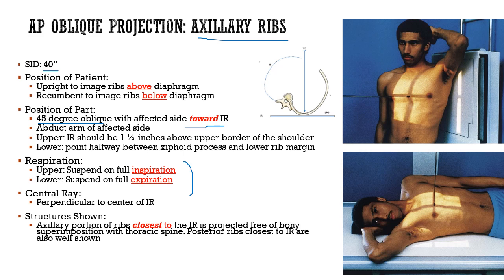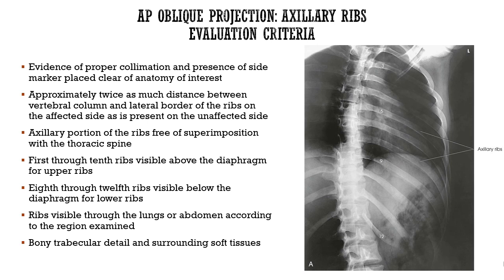For structures shown, we will see the axillary ribs of the ribs closest to the image receptor for AP oblique projections. So this is a projection of the AP oblique that was performed. It's an LPO is what we're looking at here. And so the left side is what is of interest, and the ribs are flatter and they're not bunched up, they're extended. And we can see for upper ribs, we want to see the 1st to the 10th rib, and for the lower ribs, we want to see the 8th to the 12th ribs.